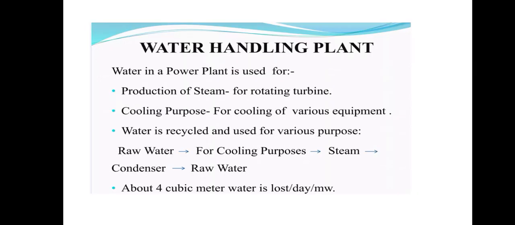Water handling plant. Water in a power plant is used for production of steam, for rotating the turbine, for cooling purposes, and for cooling of various equipment. Water is recycled and used for various purposes. Raw water is used for cooling purpose, steam and condenser. About 4 cubic meter water is lost per day per megawatt.